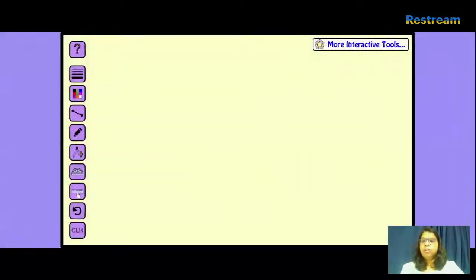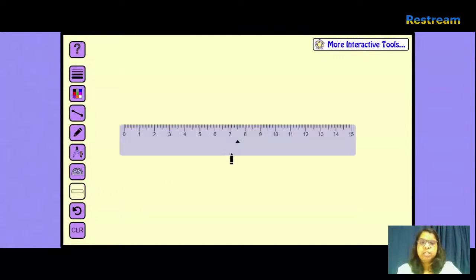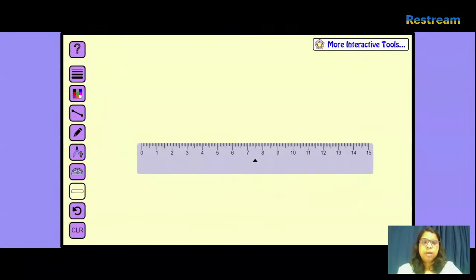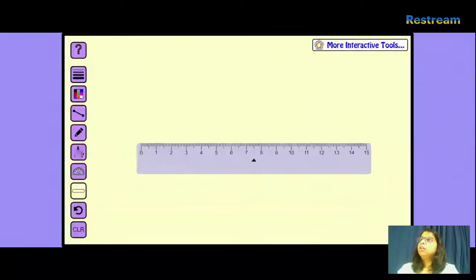I found it. Okay, so we are going to do the perpendicular bisector. Let's take our scale first. Since I am using the online version, my tools are going to look slightly different from yours, but I will ask you to keep on doing it. If you have any questions, drop them in the chat.